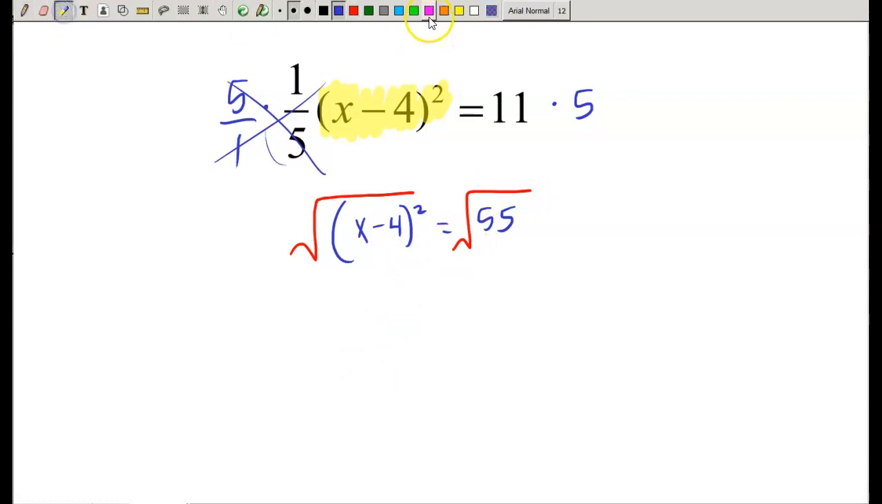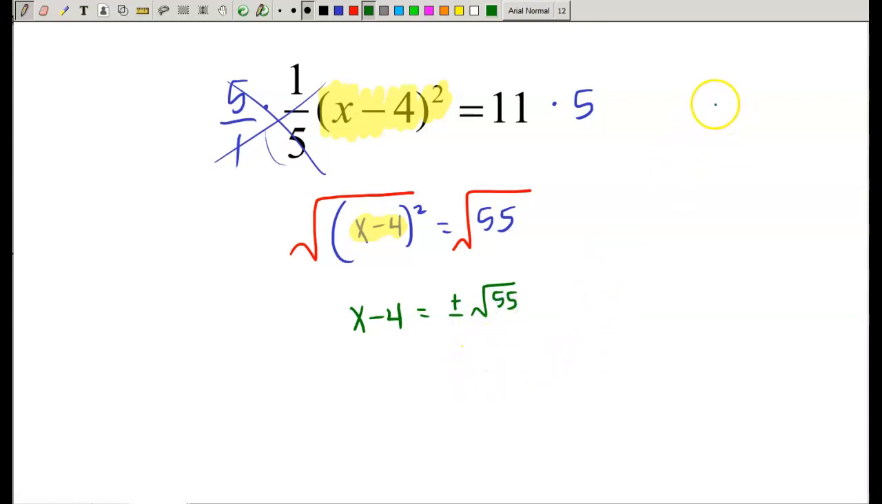We know that if I take a square root of something that's already squared, that x minus 4 is going to come outside, and that's what's left over. So I have an x minus 4 that's now just by itself, and that's going to equal, remember this plus or minus on the right-hand side, plus or minus the square root of 55.